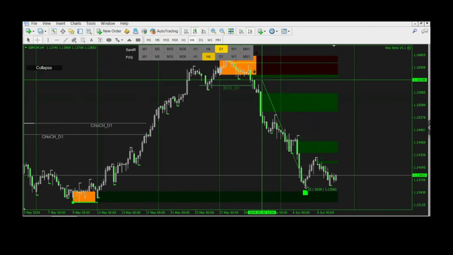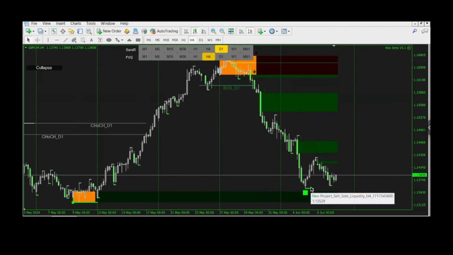This was a 260 pip trade setup, so it was very simple. Even if you did miss this setup here, you had other entries that you could have taken when price action got towards this FVG over here for the continuation of the sell trade setup.